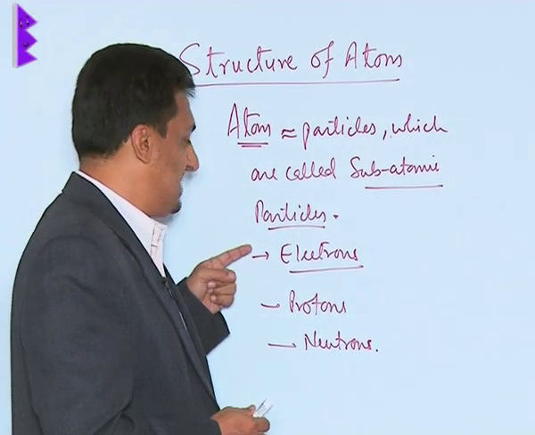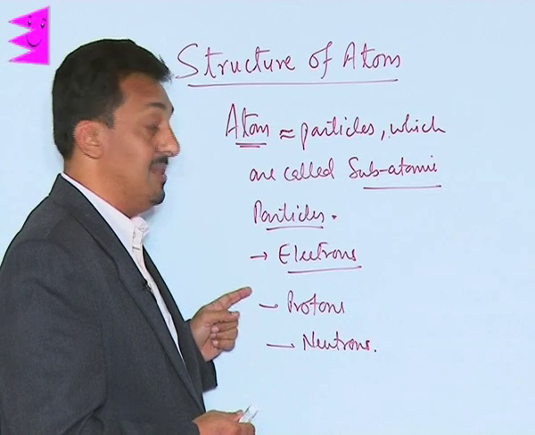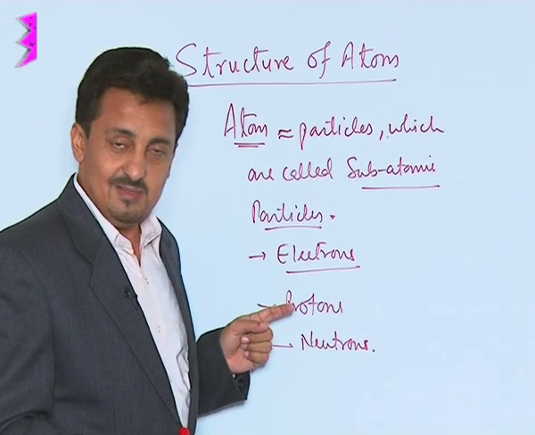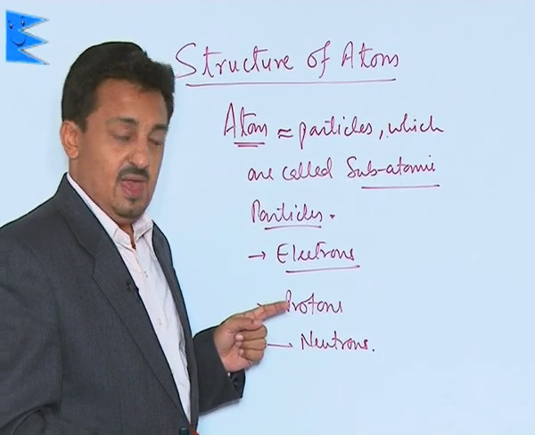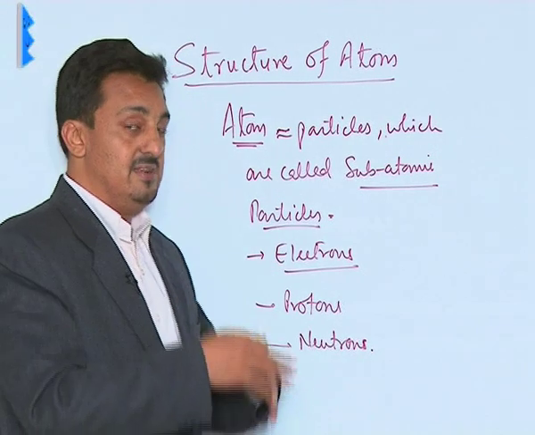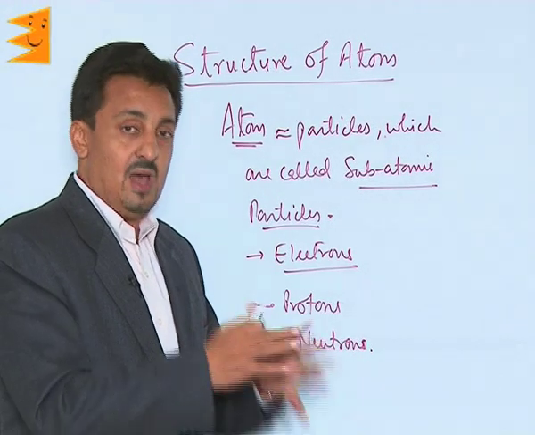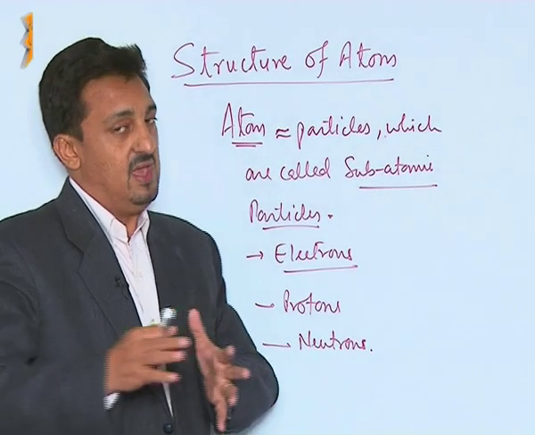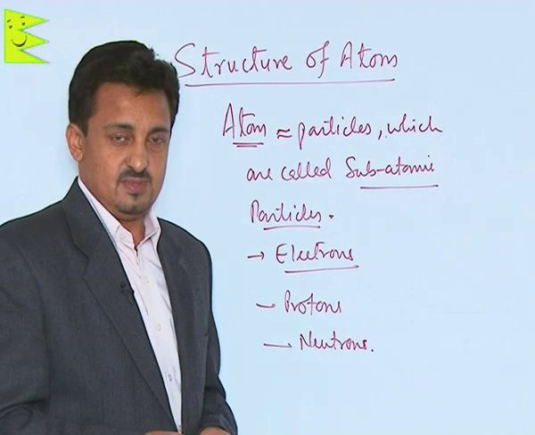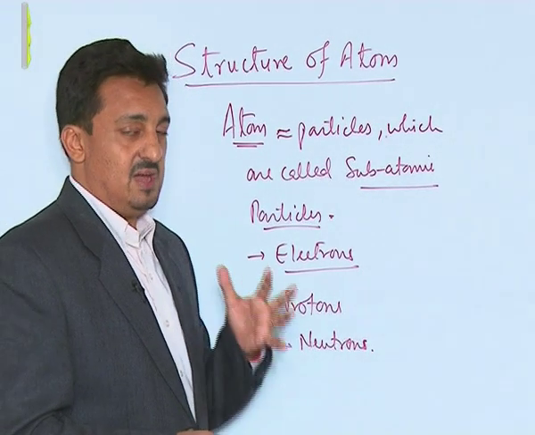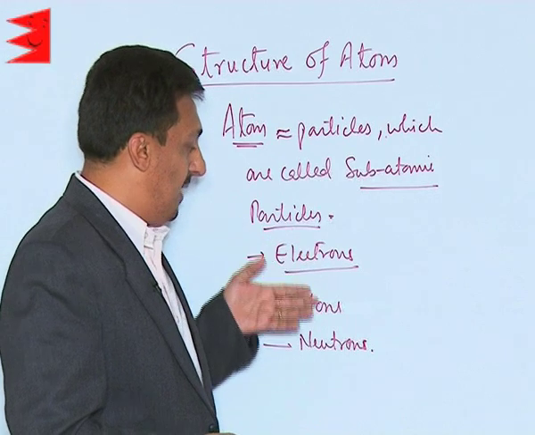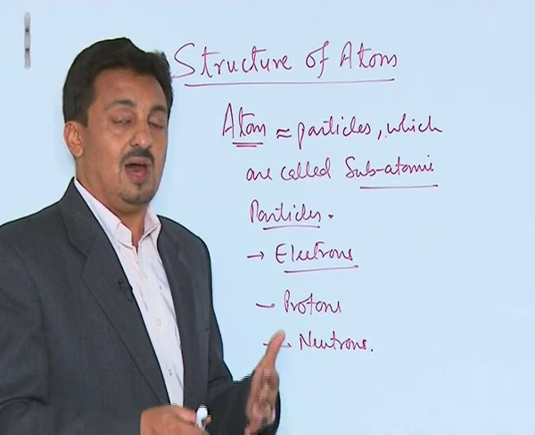Now these are the basic fundamental particles which are available in the atoms of any of the elements. And it is their number and distribution which makes atoms of one element different from the atoms of the other. Now you have to first understand how these particles were discovered and what their nature is.